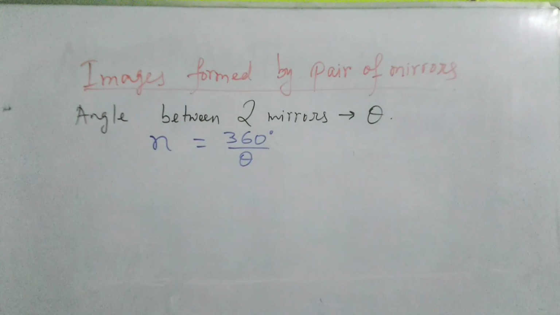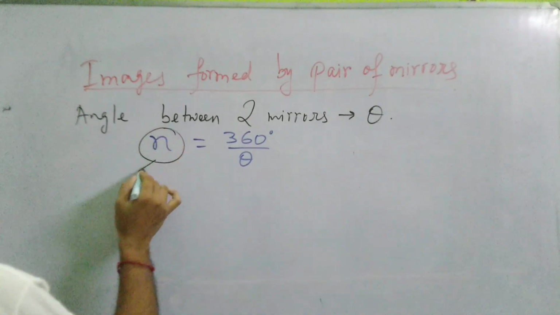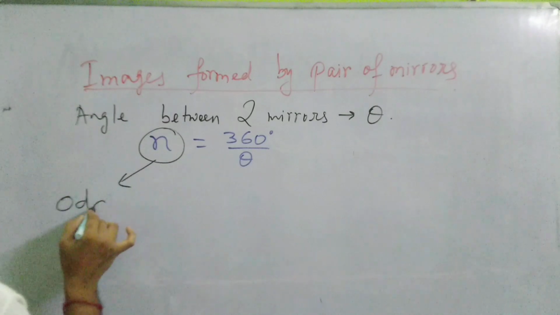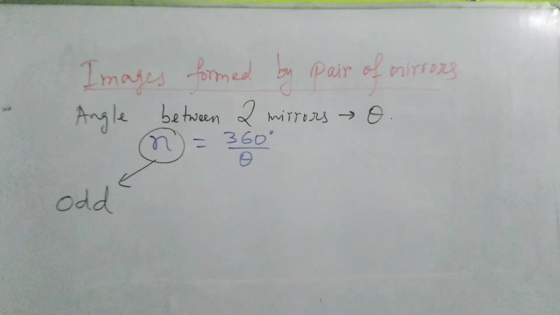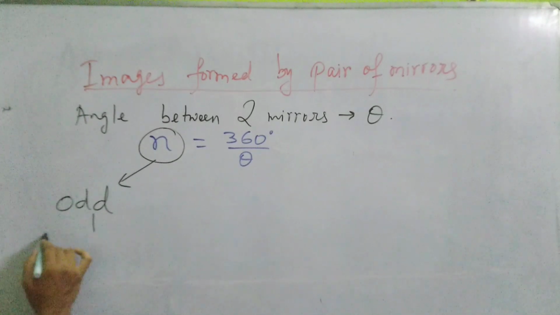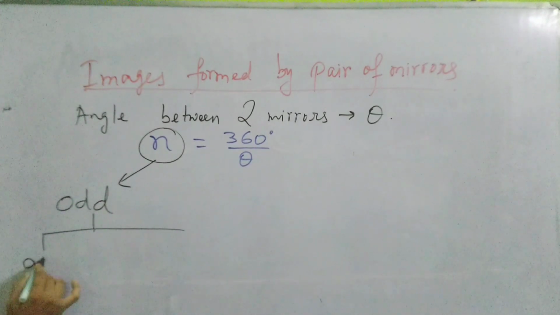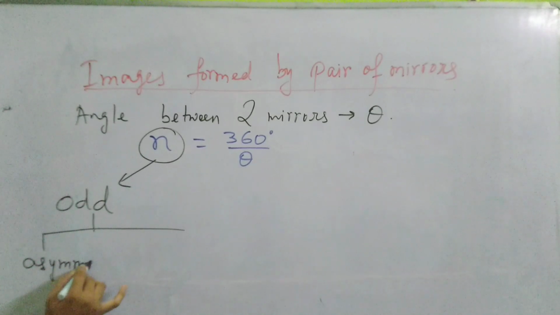Now depending on the value of this n, whether it is an odd number or an even number, there will be two cases. Think of the first case, when n is odd. In case of odd there are two cases. One is when the object is kept asymmetrically, and another is when the object is kept symmetrically. When the object is kept asymmetrically, how many images are to be seen? Let us know the formula.